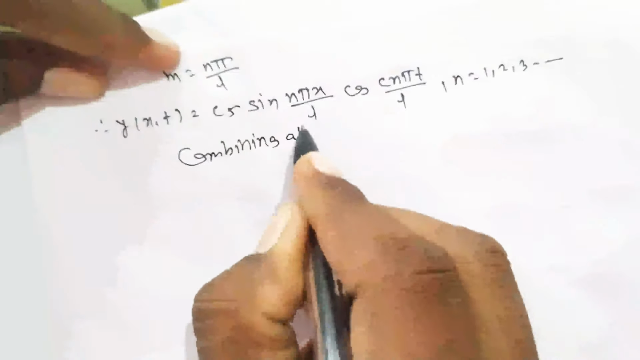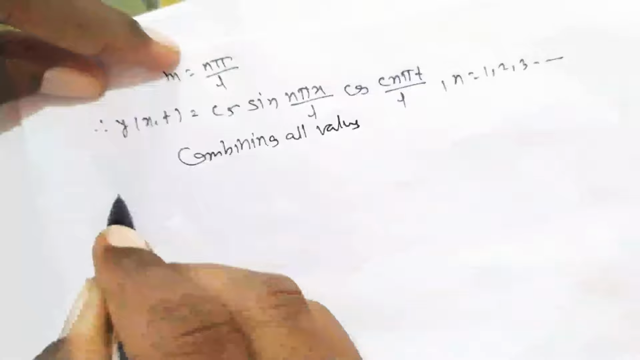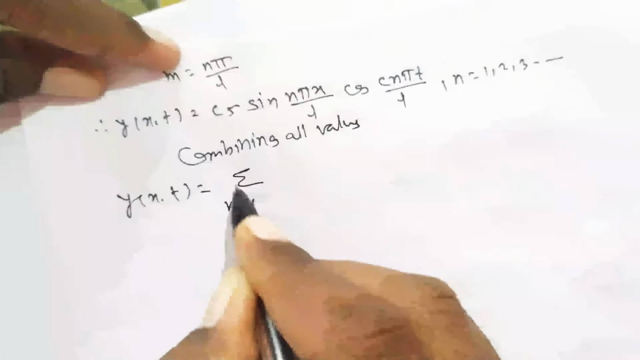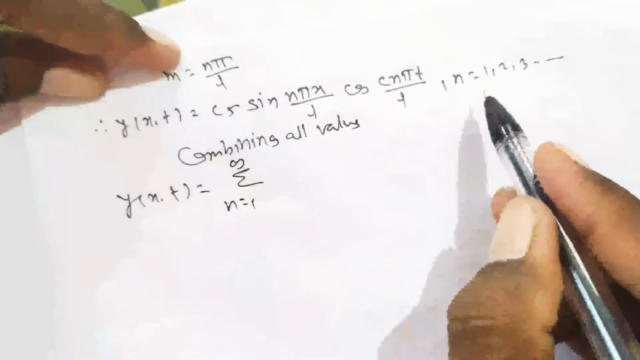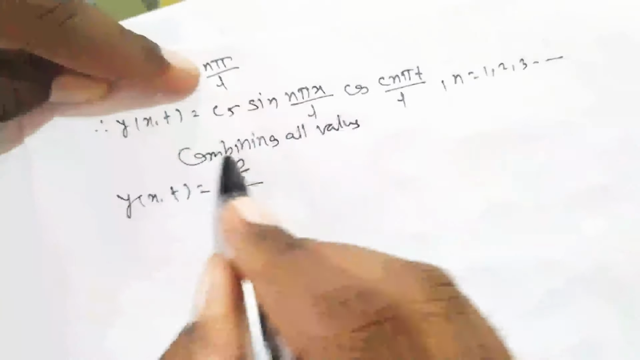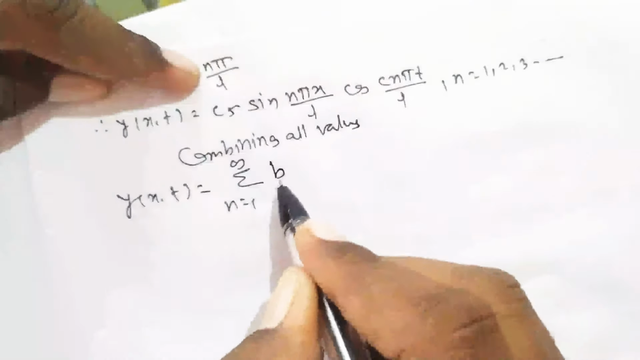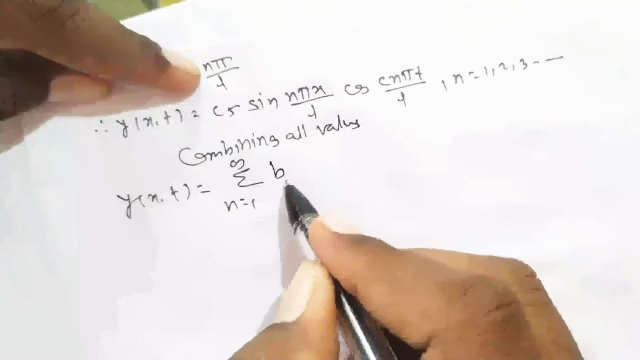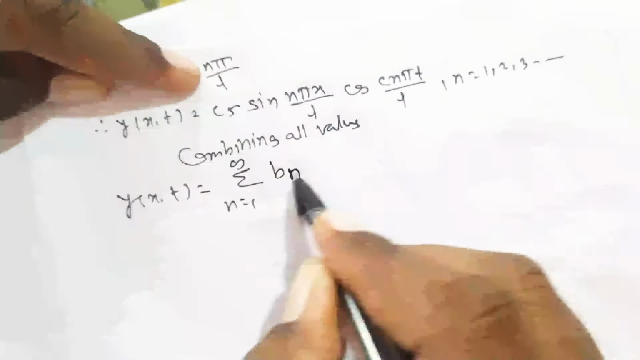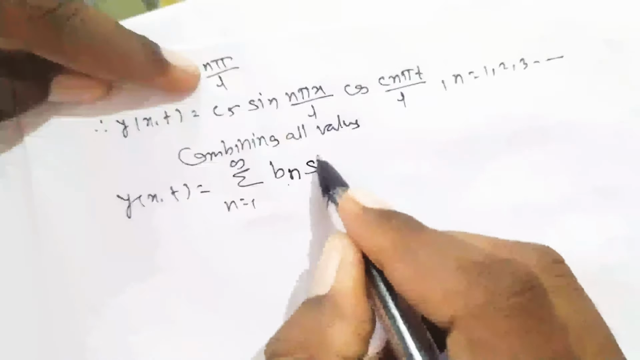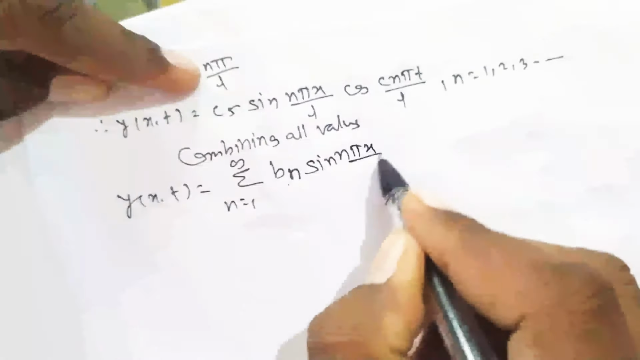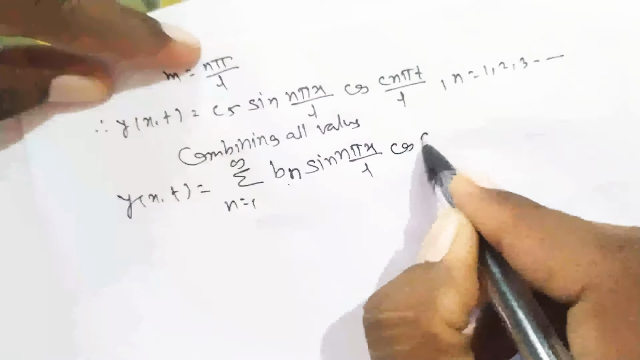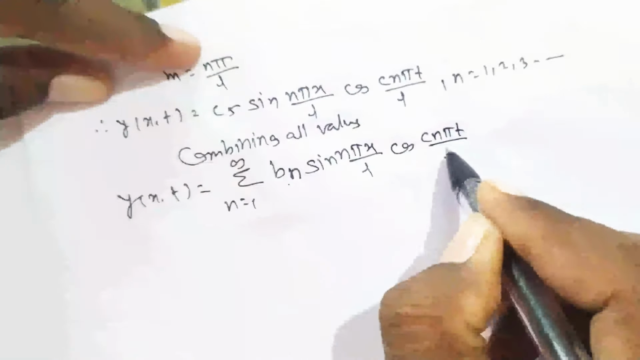So if we combine all values, combining all values here, then we can write y of xt is equal to summation of n varies from 1 to infinity. Means for n equal to 1, c5 will vary, for n equal to 2 it will vary, for n equal to 3 it will vary. Suppose for n equal to 1 it is b1, for n equal to 2 it is b2, for n I write bn. So c5 becomes bn sin n pi x by l into cos c n pi t by l.